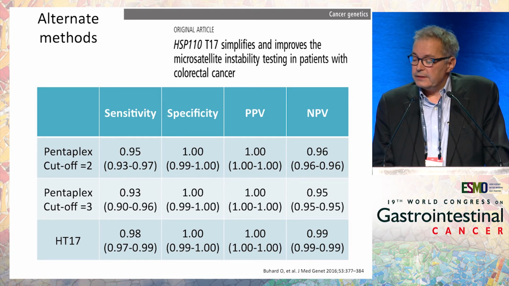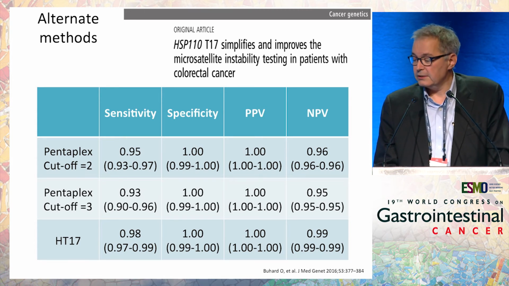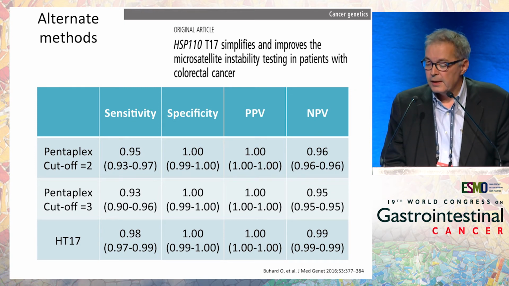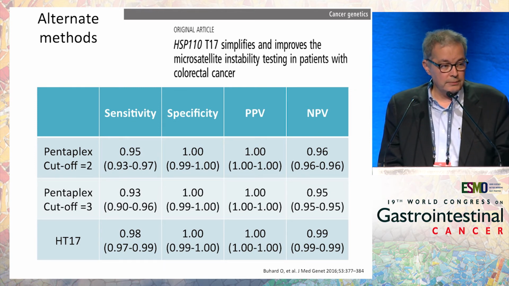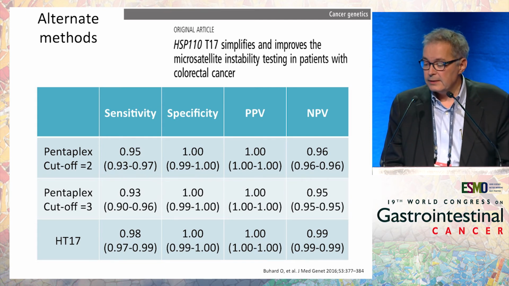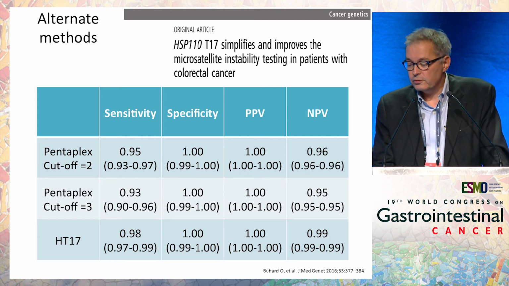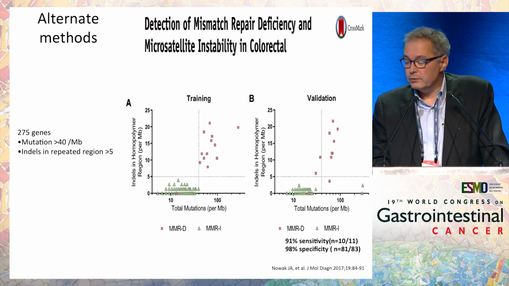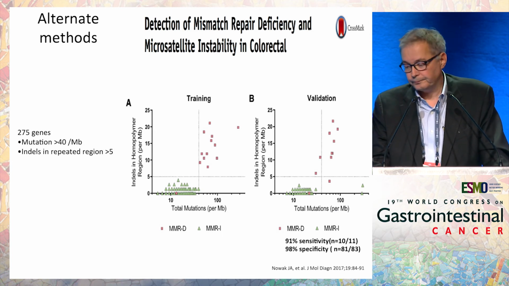And as you can see, there is a good correlation between the different tests, with a very similar sensitivity, a very similar specificity, and an excellent positive predictive value and negative predictive value. So this unique marker can replace the 5 previous markers. The second alternate method that can be used is sequencing.